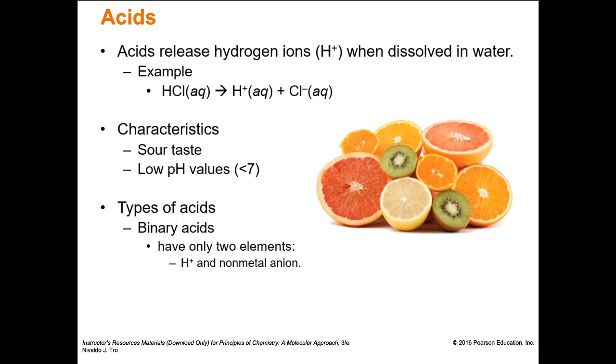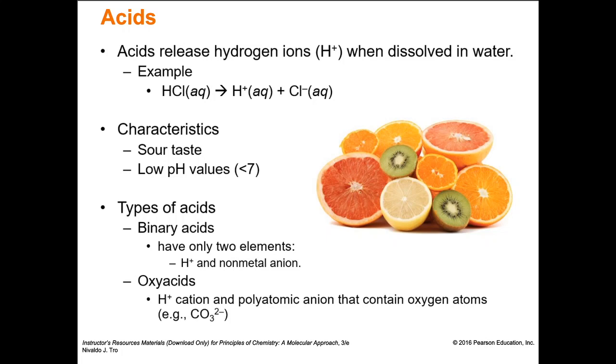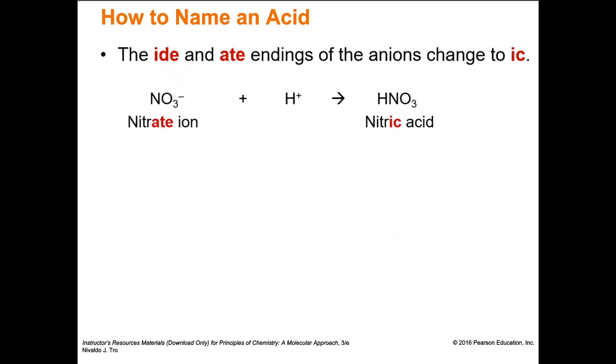Okay, and we have two types of acids. This is what's important for the naming part. We have binary acids. These only have two elements. For instance, HCl, that's a binary acid. So they have an H+ and then a nonmetal. And then we have oxyacids. These have a cation, H+, but their anion is polyatomic, and it generally contains oxygen atoms. It's important to make this distinction now, because the way that we name these is different depending on if it's a binary acid or an oxyacid. So let's take a look at that.